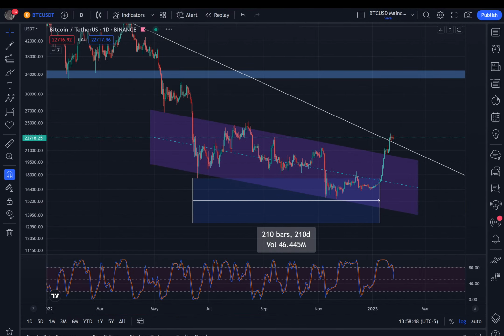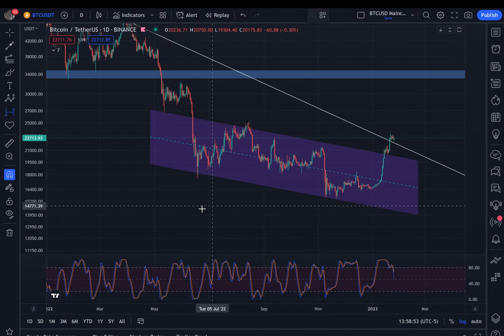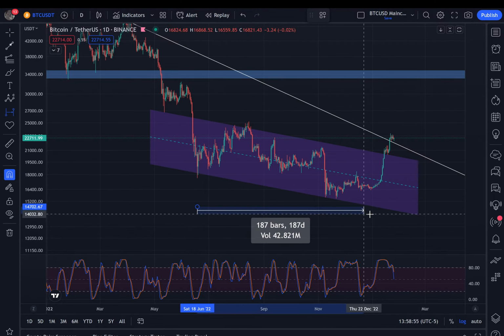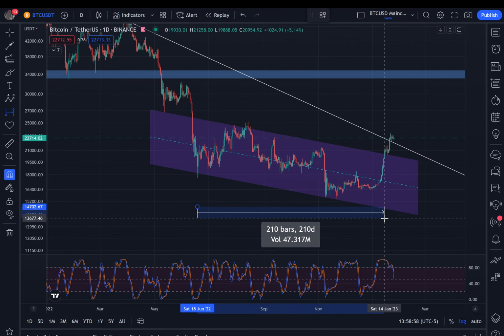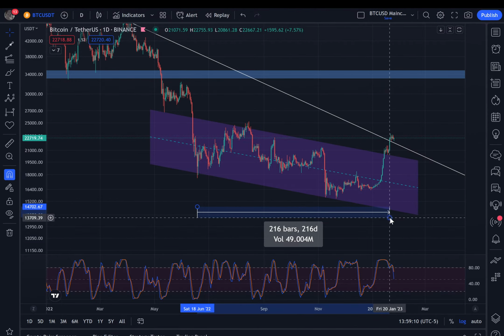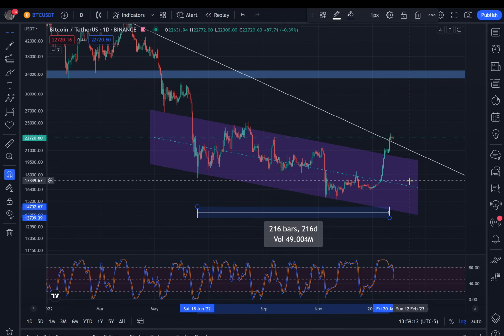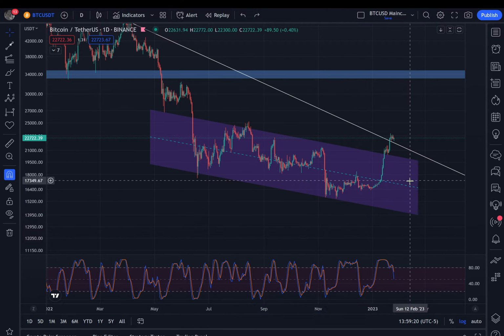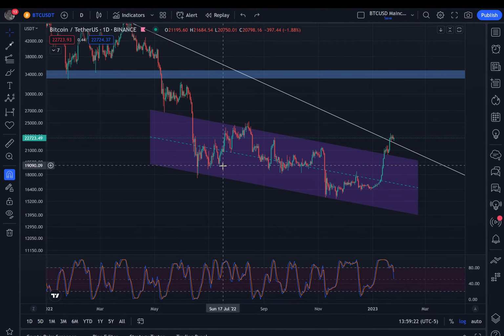Let's see. You see? Something like that. 210 days, 230 days. Yeah. Why is it 210 days all of a sudden? I've been counting 230 days for the longest time. In any case, it's comparable to the time it's taken the DXY to play above that support that we're about to break. Okay, so very interesting.